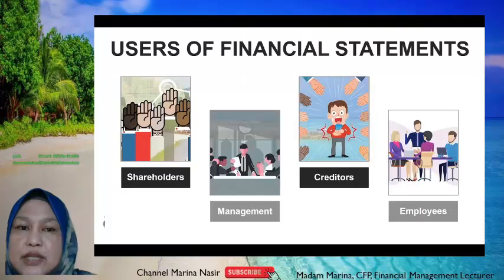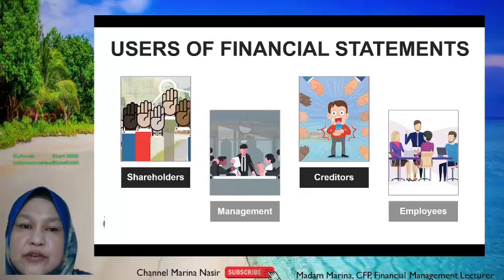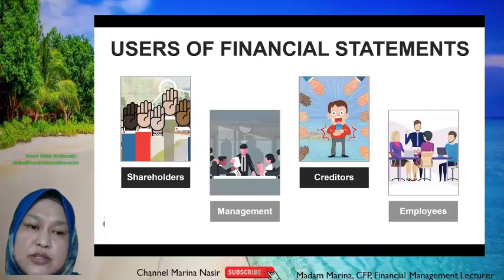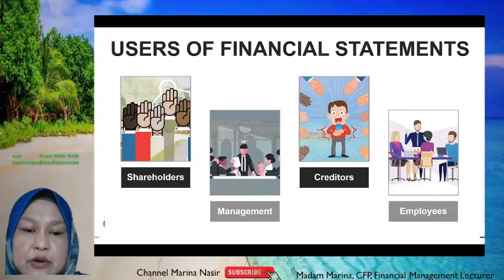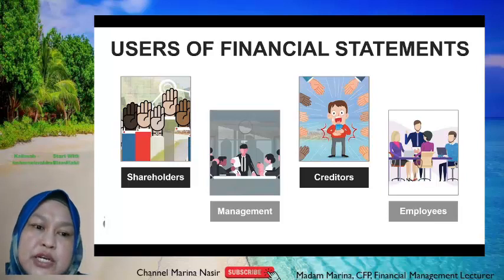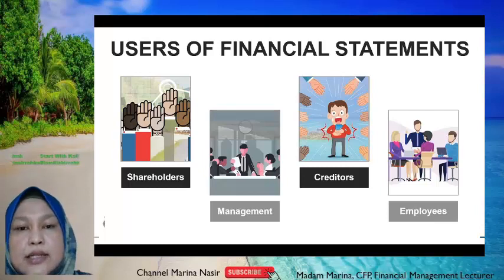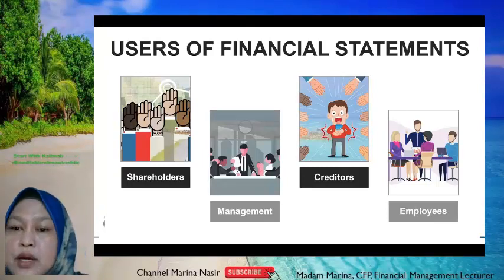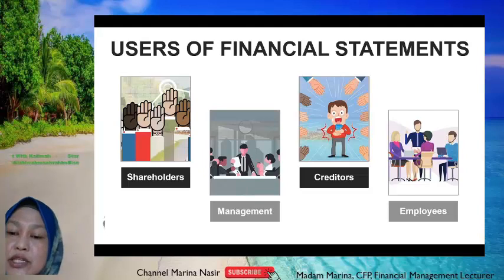We have two types of users of financial statements, internal and external users. This subtopic you already know from the Financial Accounting 1 course. This is just for review, to refresh your knowledge. We have shareholders, management, creditors, and employees. All of these users need financial information. Shareholders want to know whether they can get dividends. Management wants to know the company performance, either good or poor, and what action to be taken. Creditors want to know whether to give our company credit terms or not. Employees want to know the sustainability of the company, whether the company can continue to give salary and bonus.